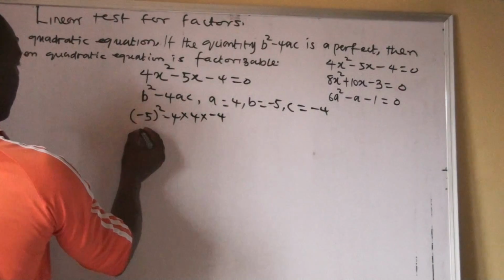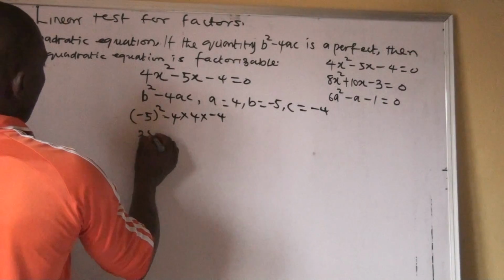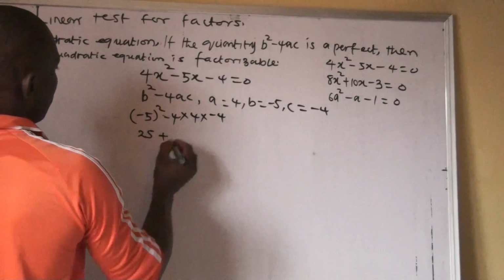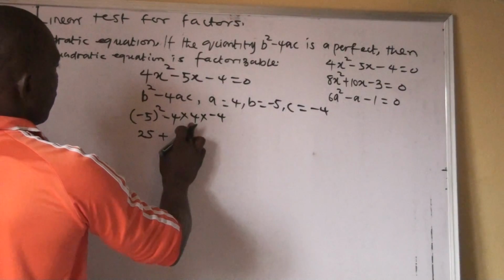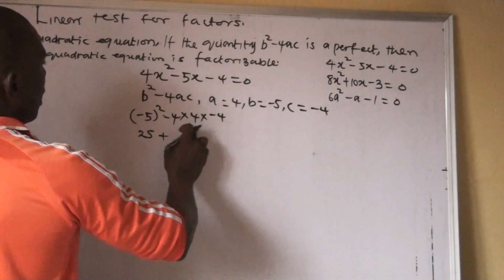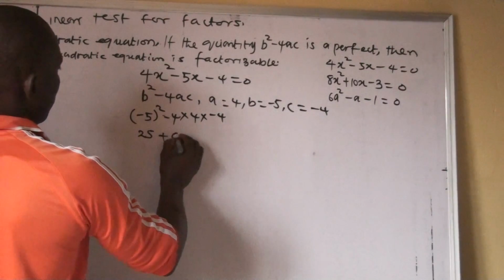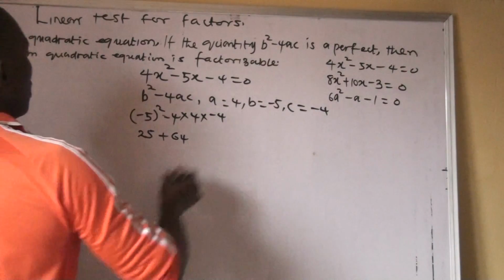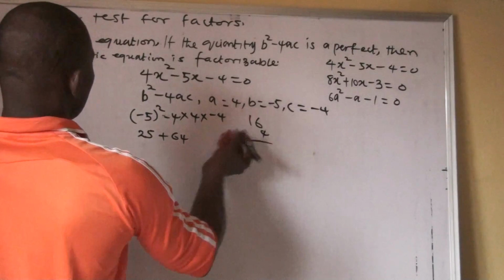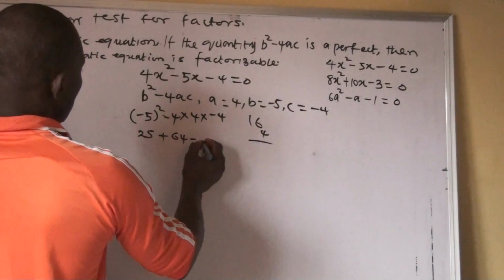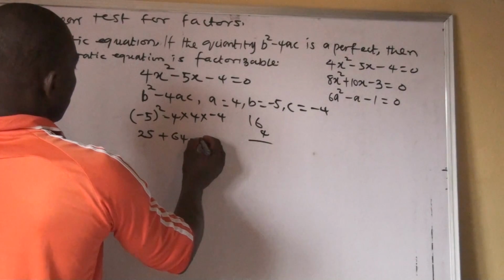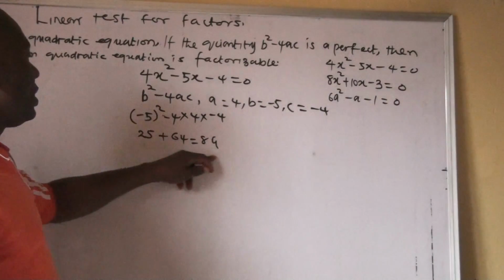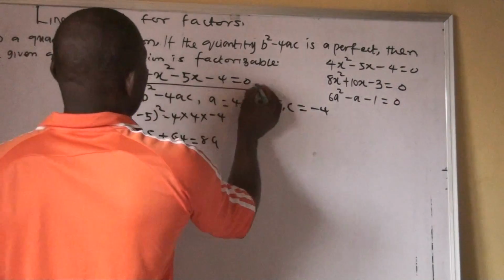Minus 5 squared is 25. Minus 5 times minus 5 is 25. Minus times minus here is plus. 4 times 4 times 4: 4 times 4 is 16, and 16 times 4 is 64. If we add these together, this will give us 89. From here it shows that this equation is not factorizable.